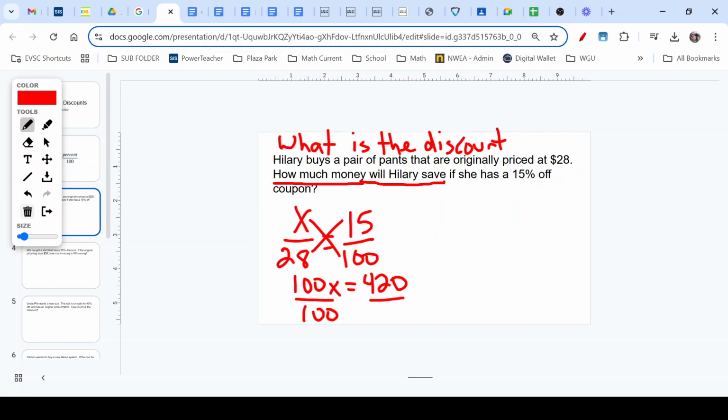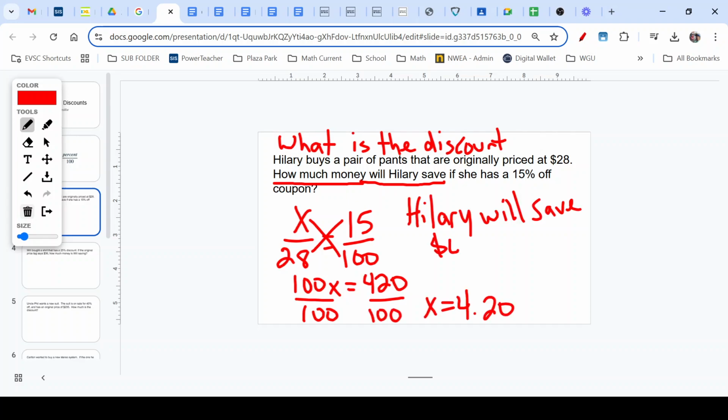The reason that we have the 0 on the end here with our decimal is because we're discussing money. Money always has 2 decimal places. So to answer this, we would say Hillary will save $4.20.